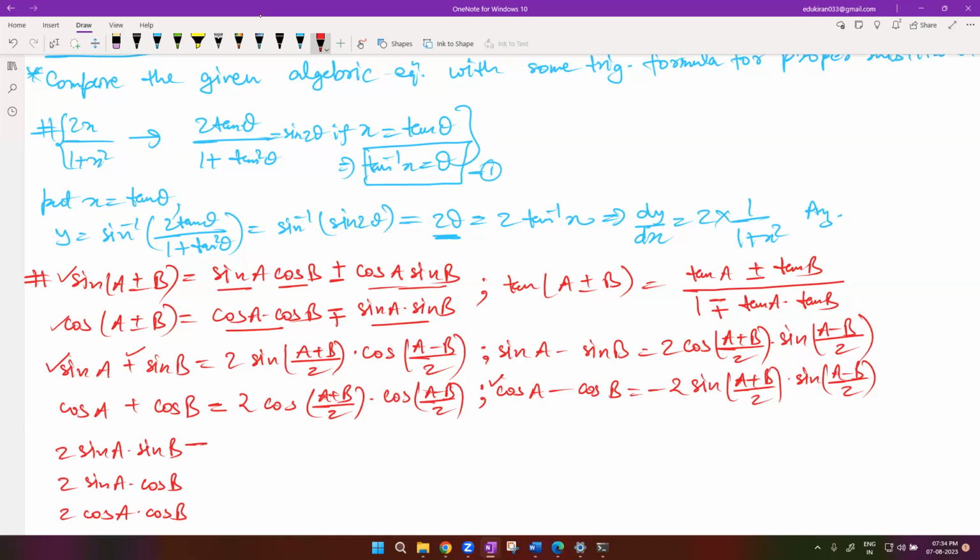Then we got 2 sine A sine B. 2 sine A sine B will be some different formula. It is cos of A minus B minus cos of A plus B.